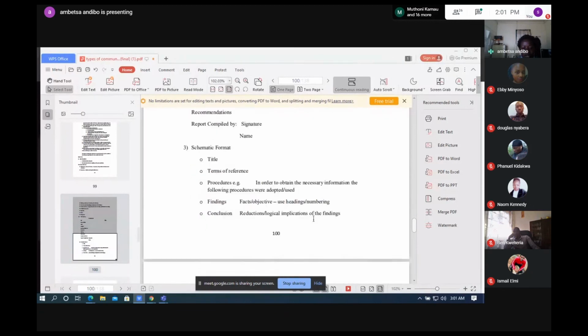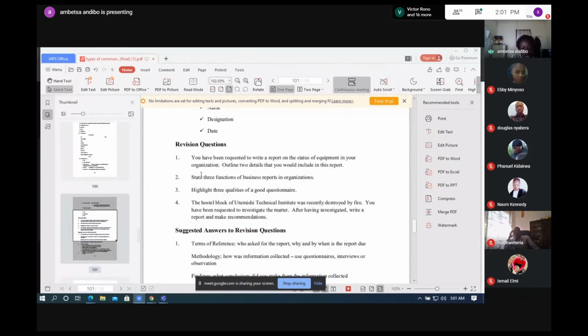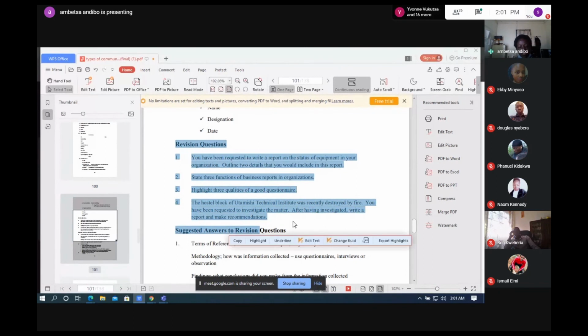And the final one is the schematic format. So the terms of reference, procedure, conclusion, recommendations. I want you to copy these ones that I've highlighted, please. Then you tell me once you have finished. Copy those ones. You have been requested to write a report on the status of equipment in your organization. Outline 2 details that you'd include in this report.